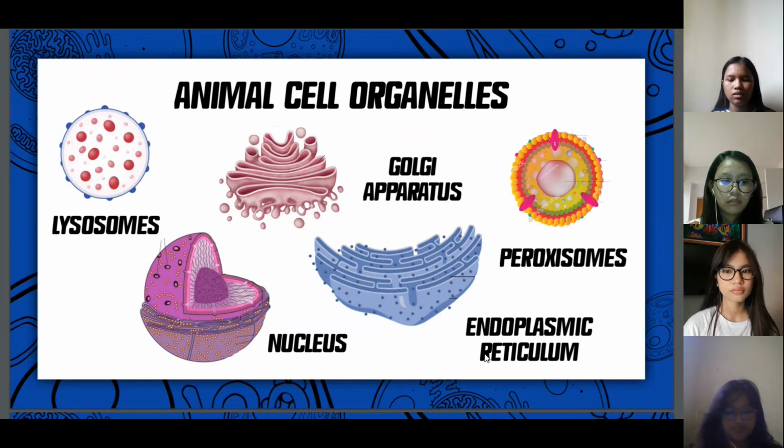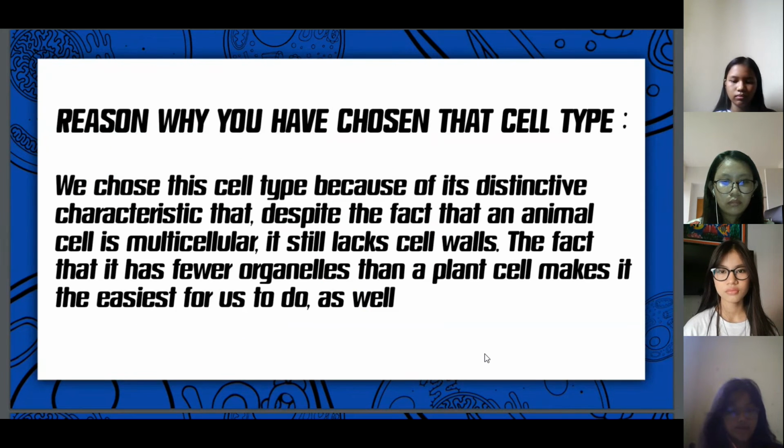Animal cells are multicellular, and during cell division, animal cells divide by forming a cleavage furrow to separate daughter cells. This is in contrast to the cell plate that the plant cell forms during cell division. The reason why we chose this cell type is its distinctive characteristic that, despite the fact that an animal cell is multicellular, it still lacks cell walls. The fact that it has fewer organelles than a plant cell makes it the easiest for us to do as well.